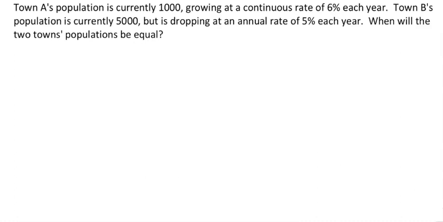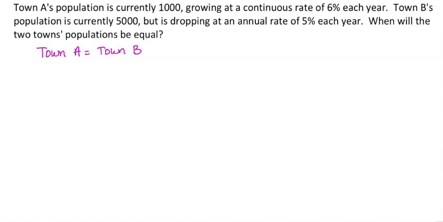So first let's set up an equation. Since we want our two towns' populations to be equal, we're interested in when Town A will be equal to Town B.